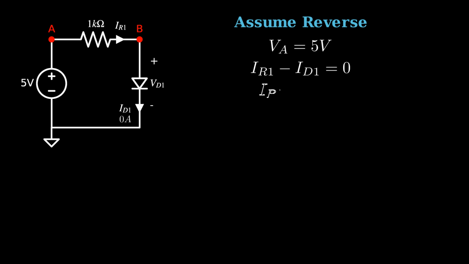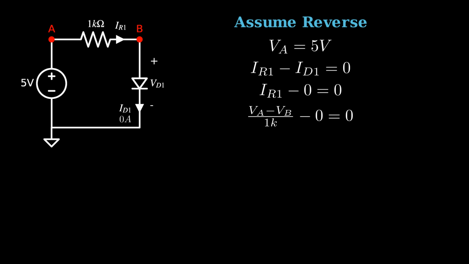Let's consider the same circuit with a different assumption. In this case, let's assume it is reverse biased. Most of the time, it is okay to simply think of the current through the diode as 0 amps. We write the KVL for the 5-volt supply. Since we don't have an assumed voltage across the diode, we write the KCL at node B. We can rewrite the resistor current in the usual way.